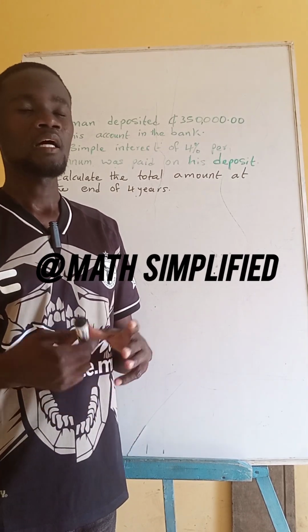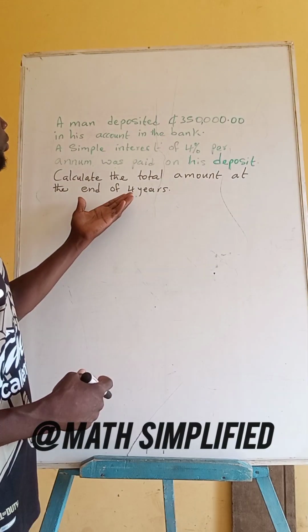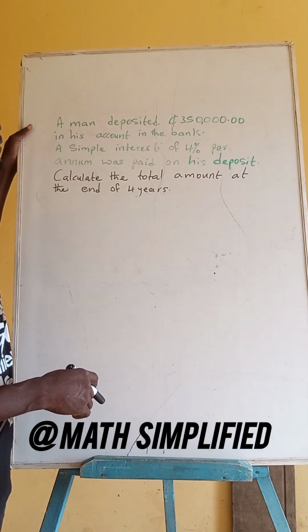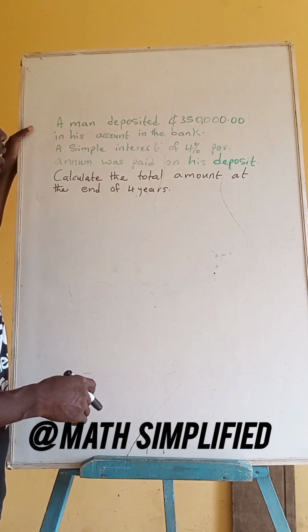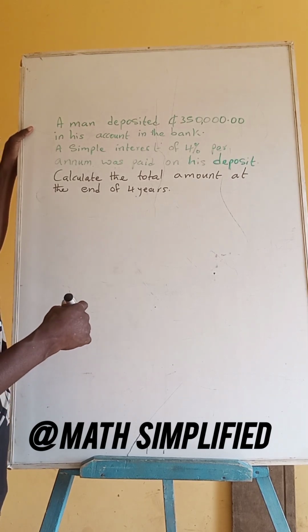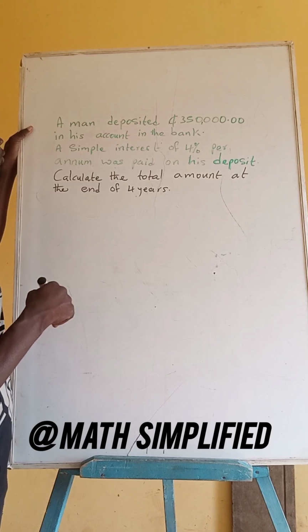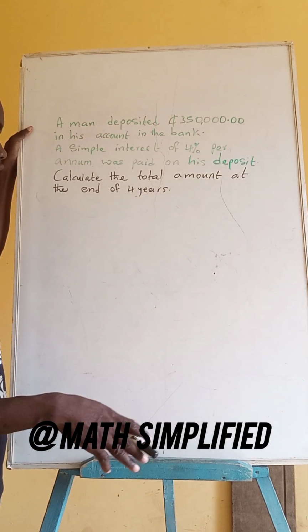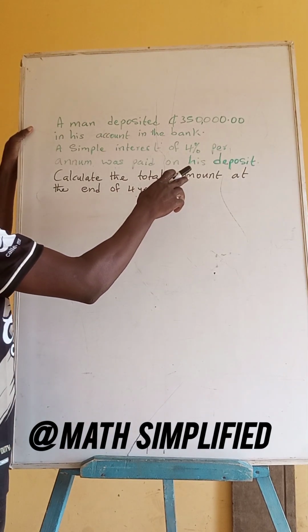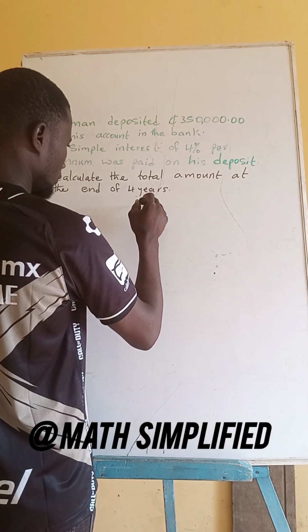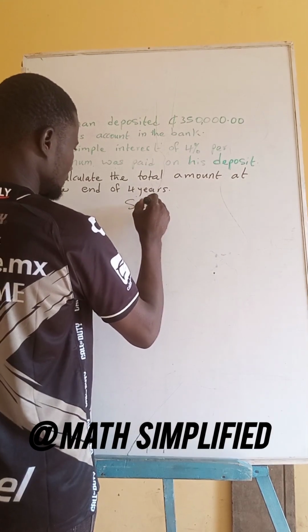In this lesson, I am going to guide you to find the answer to this question on the board, which says that a man deposited 350,000 cedis in his account in the bank. A simple interest of 4% per annum was paid on his deposit. Calculate the total amount at the end of 4 years. So let me put the solution first.